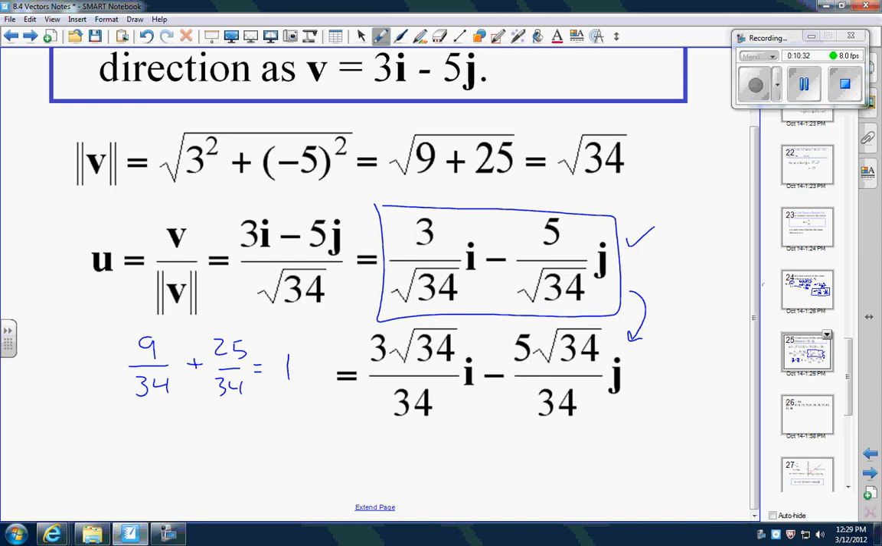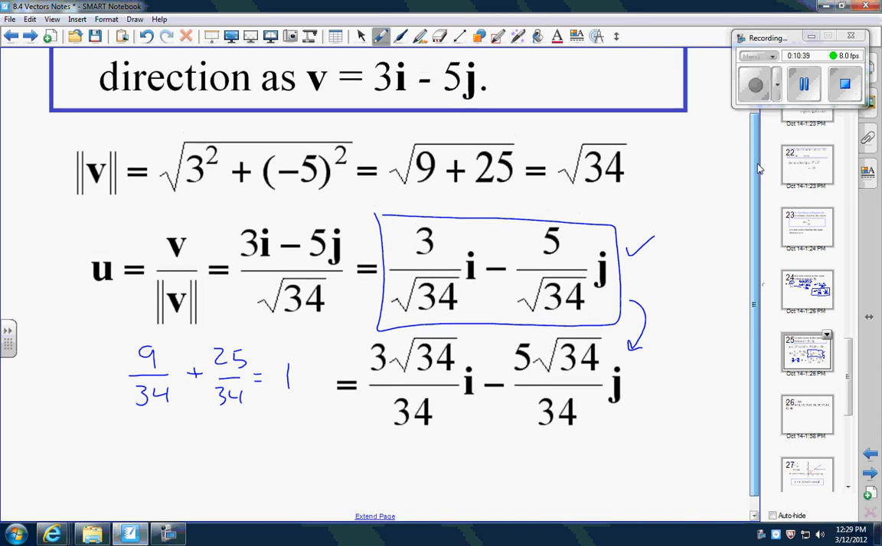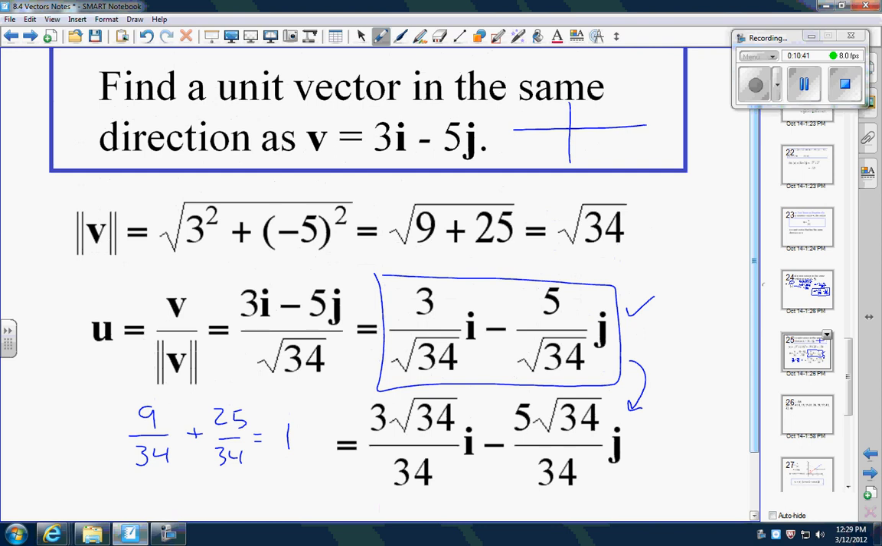So what we just did is we found a vector with the magnitude of 1 in the same direction as our original problem. So this guy here is over 3 down 5. Okay, we just want a unit vector of 1. And that'll come in handy when we try and do different things with them. Okay, so we'll see you guys tomorrow with any questions.